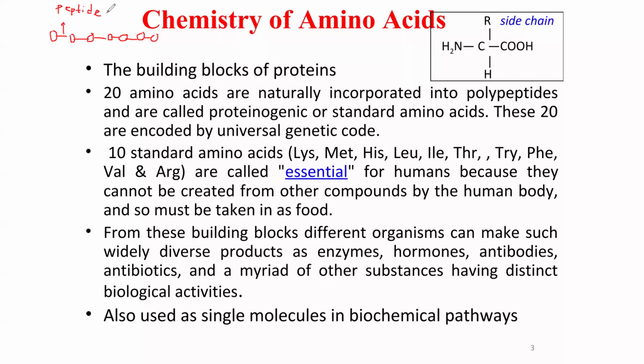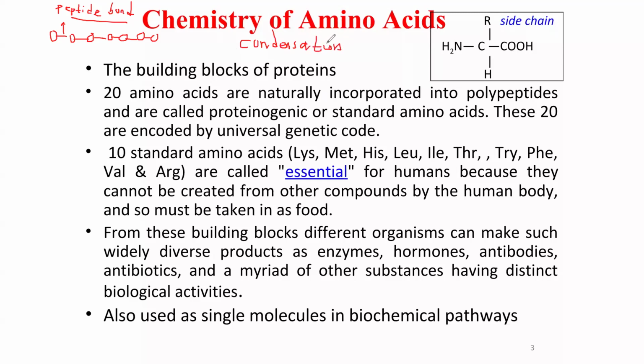In the case of polypeptide formation, the small molecule that is released when one amino acid joins with another amino acid is water. So this kind of reaction in chemistry, you call it a condensation reaction, a reaction in which smaller molecules join together to produce a larger one with the release of small molecules.